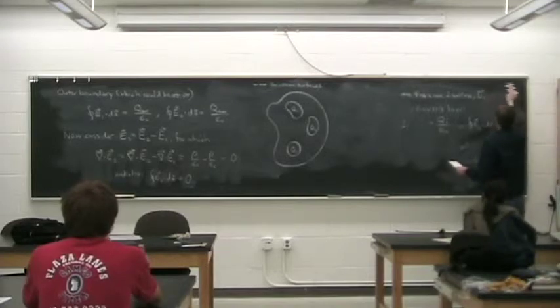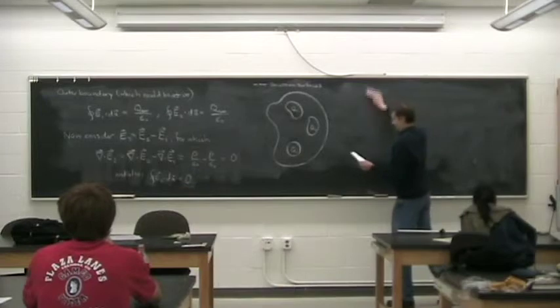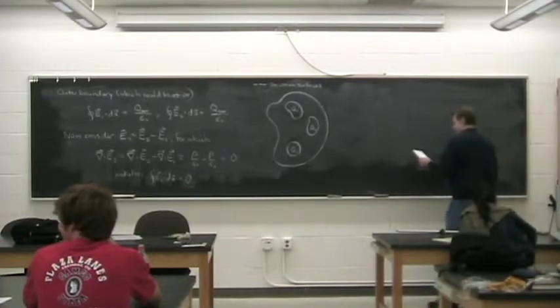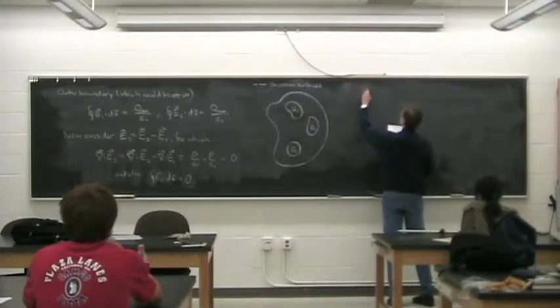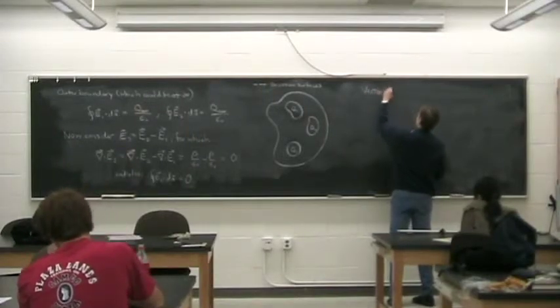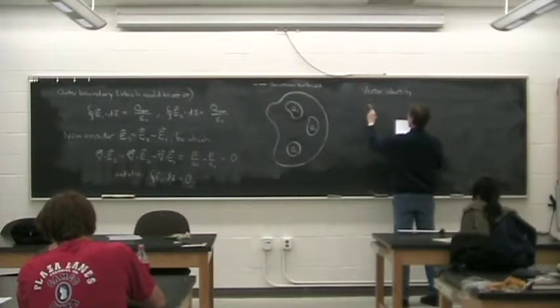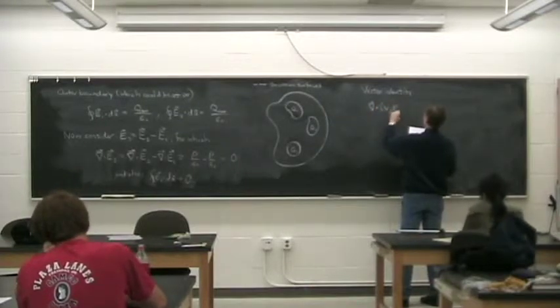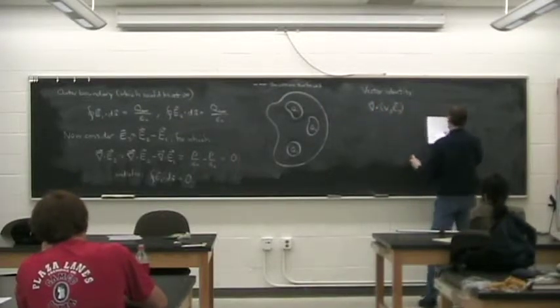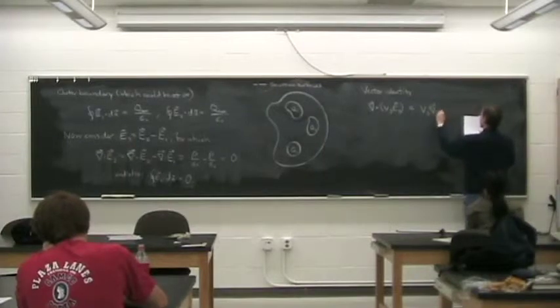Now, we invoke a vector identity. The divergence of V3 times E3 is equal to V3 times the divergence of E3 plus E3 dot grad V3.